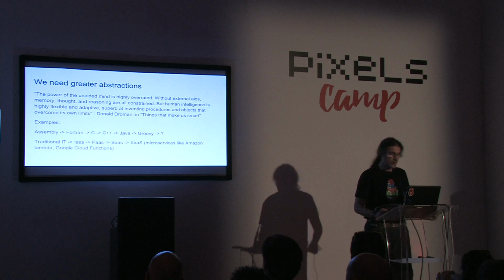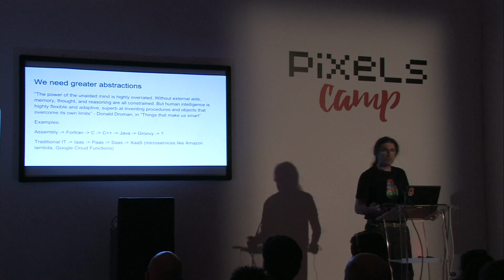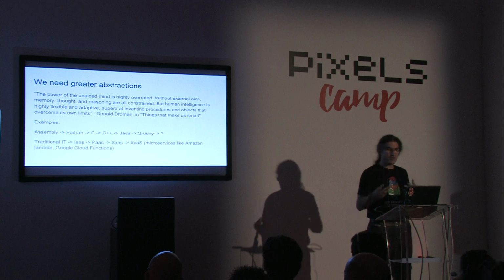And I would like you to read this great quote from Donald. The power of the unaided mind is highly overrated. Without external aids, memory, thought, and reasoning are all constrained. But human intelligence is highly flexible and adaptive, superb at inventing procedures and objects that overcome its own limits. So we are not really good at climbing trees, but we invent ladders and ropes. We are not good at surviving extreme weather, but we invent clothes. So we use this device in order to survive and to perform better.